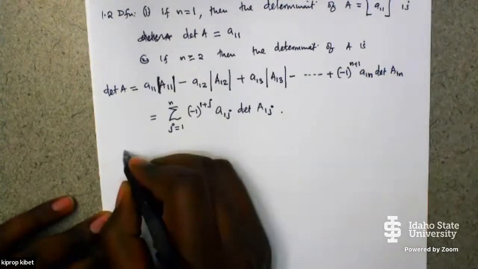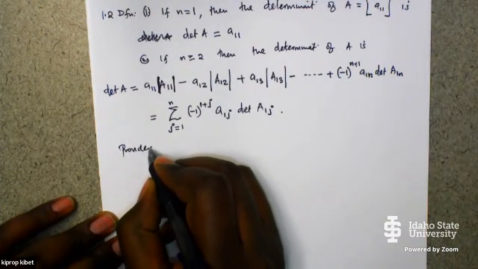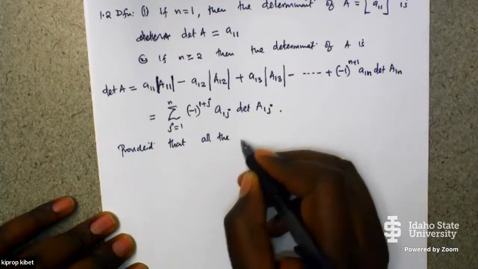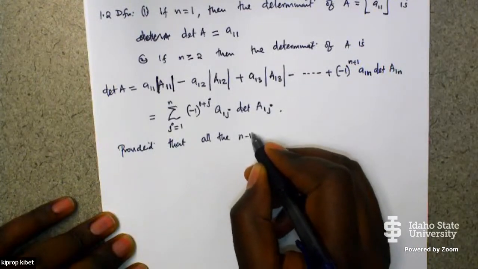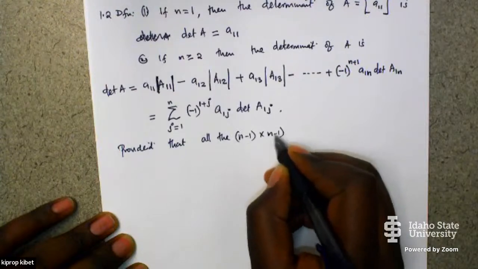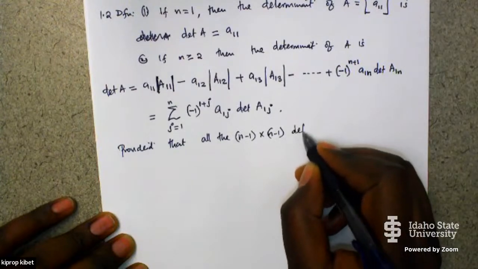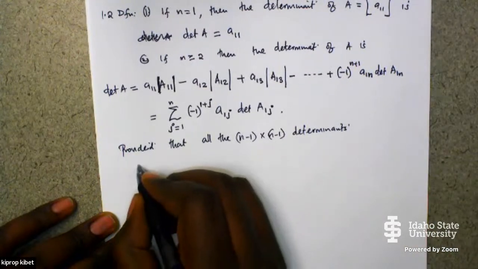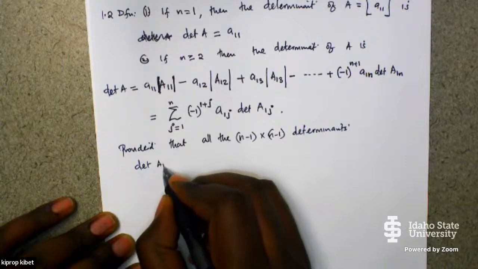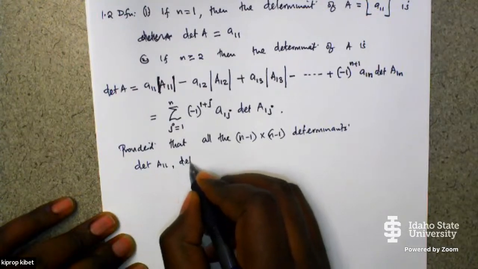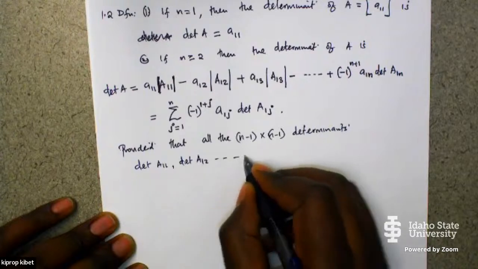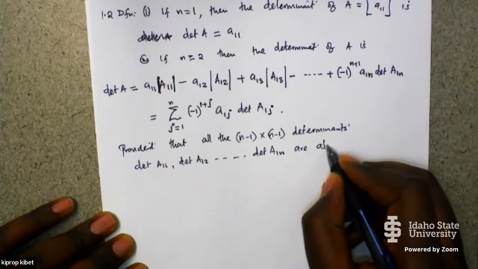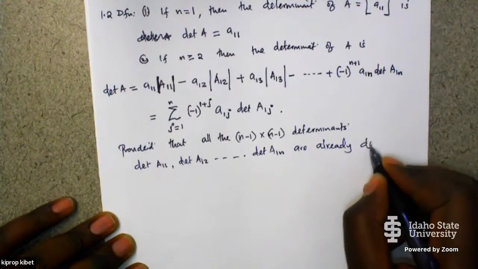This is provided that all the sub matrices, which are n minus 1 by n minus 1, have determinants, which are determinant of A11, determinant of A12, until determinant of A1n, already defined.